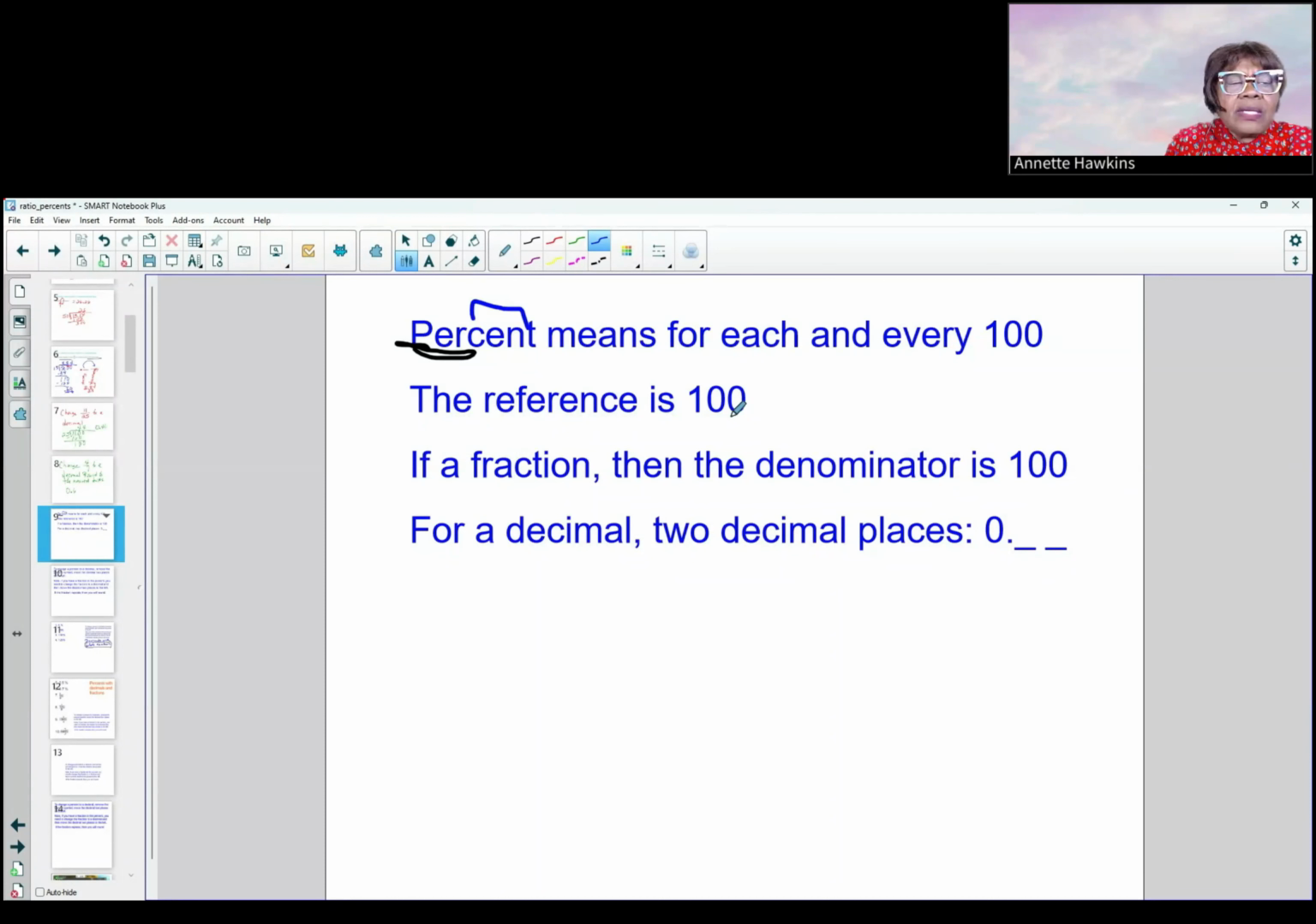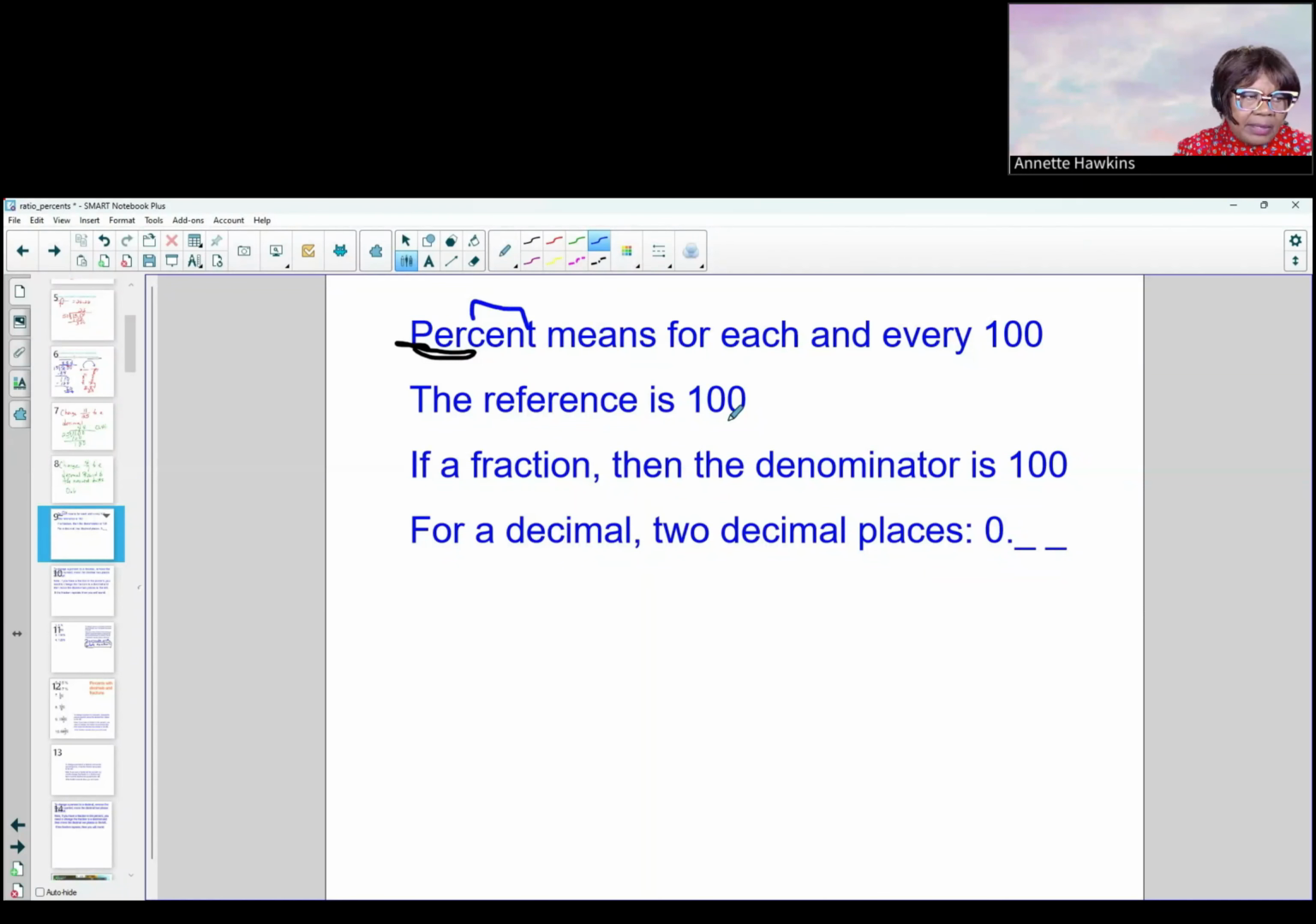Okay. So if you have a fraction, since the reference is 100, then the denominator is 100. If you have a decimal, 2 decimal places will be the hundredths place. The reference is 100. If I have a fraction, that means my denominator is 100. If I'm dealing with decimals, that means I have 2 decimal places.